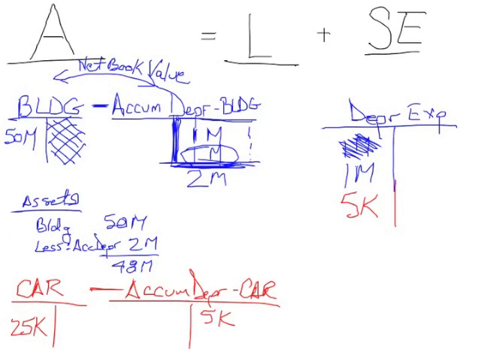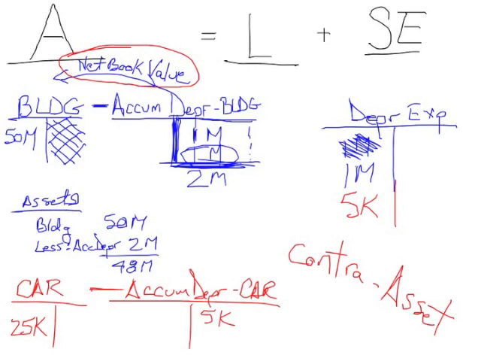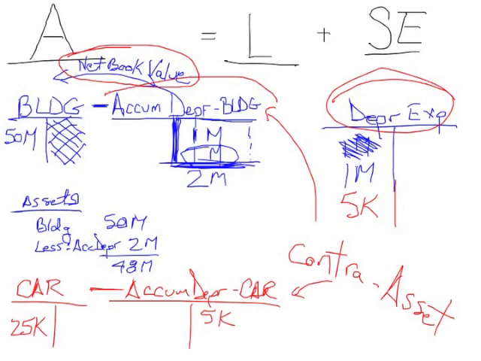So, now you know what net book value means. Now you know what a contra asset account is. It's that accumulated depreciation account or accounts. And you know how to do the adjusting entry for depreciation, where you debit depreciation expense and you credit accumulated depreciation.